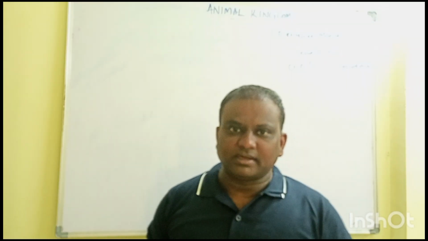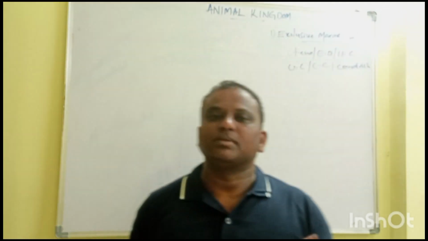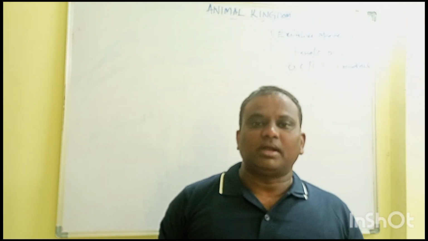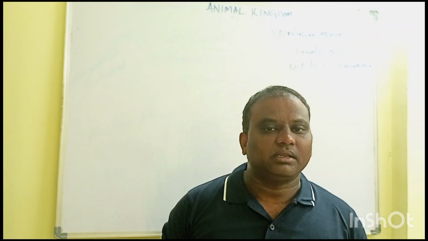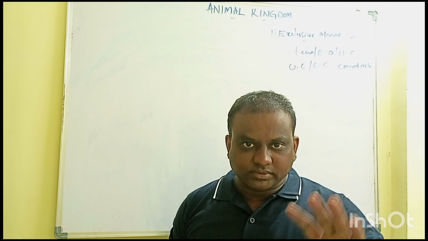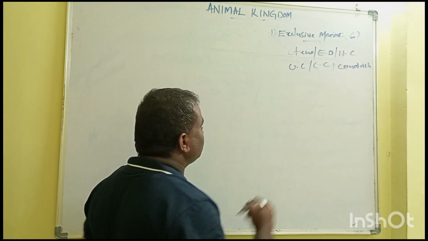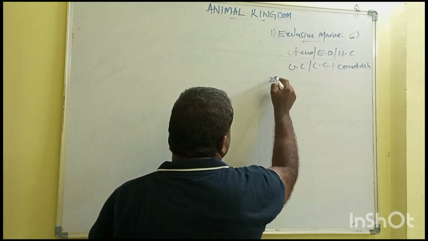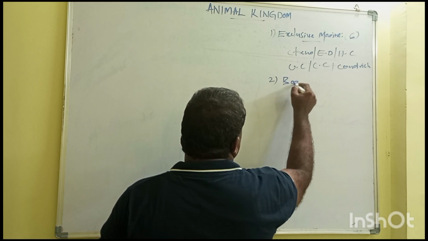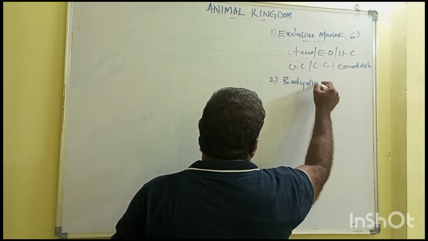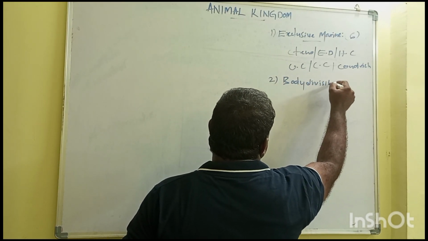Now coming to the second important point, it is all about body divisibility. When it comes to body divisibility, there is a head, a thorax, an abdomen, or a neck, something like that. There are 4 different body divisibilities that are very important for the NEET exam. What are the 4 body divisibilities?